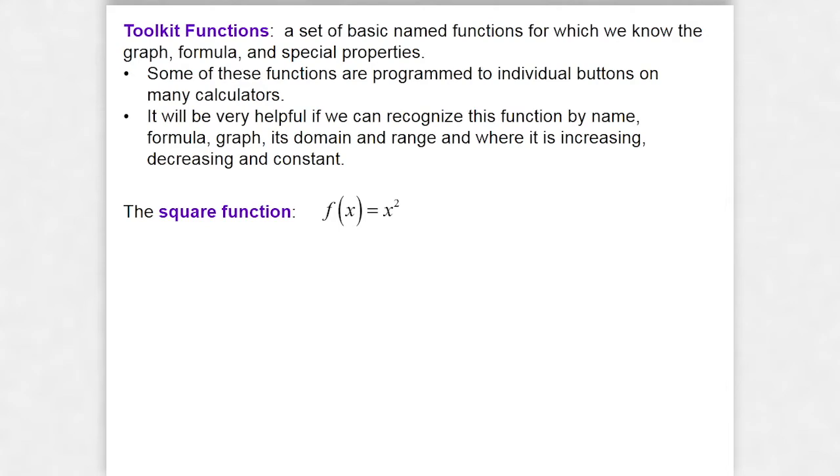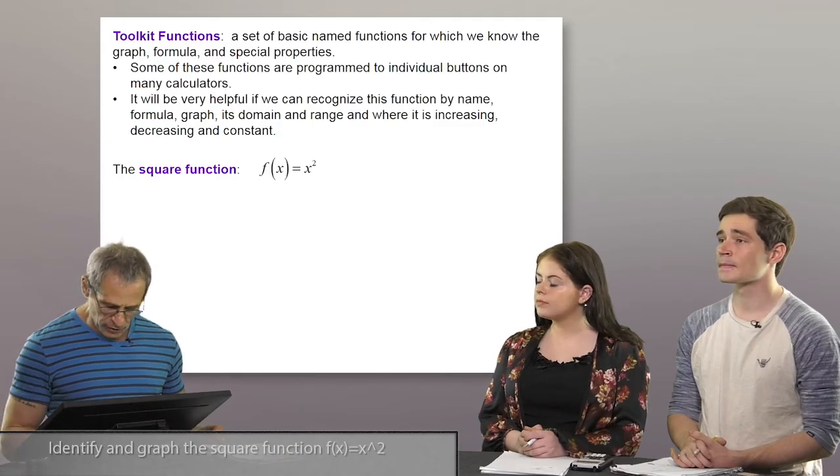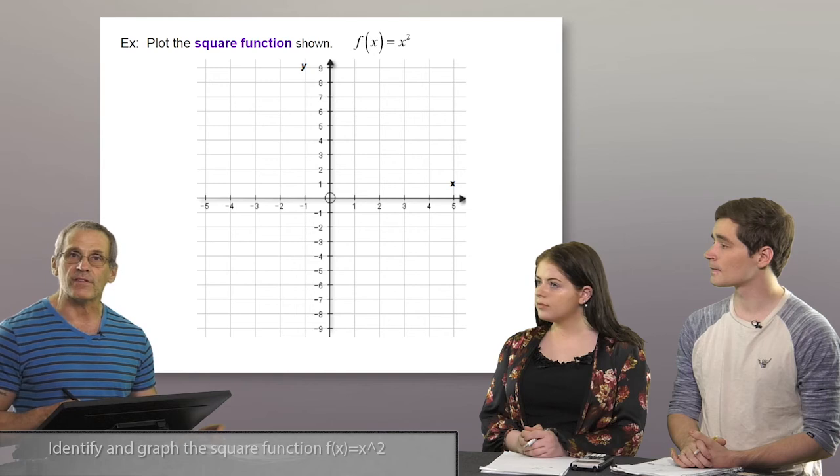Toolkit functions. f of x equals x squared is one of our toolkit functions. We have to be able to recognize its graph and its formula and some special properties. We have to be able to see the graph in our mind's eye. We have to be able to recognize its domain and range and know where the function is increasing, decreasing, or constant. So first things first, let's take a look at the graph itself.